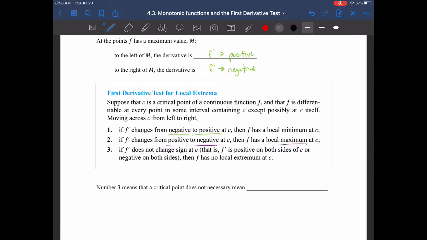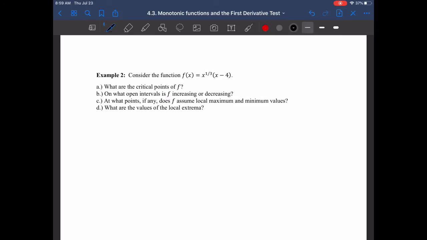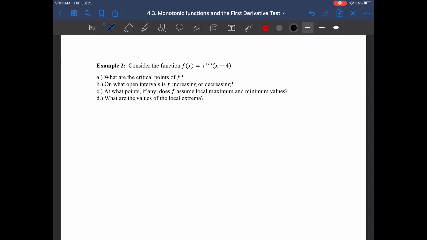So number 3 means that a critical point does not necessarily mean it's an extremum. It's not an extreme value necessarily. It might be, but it also might not be. So you have to pay attention to what happens to the slope on either side of a critical point to tell you.